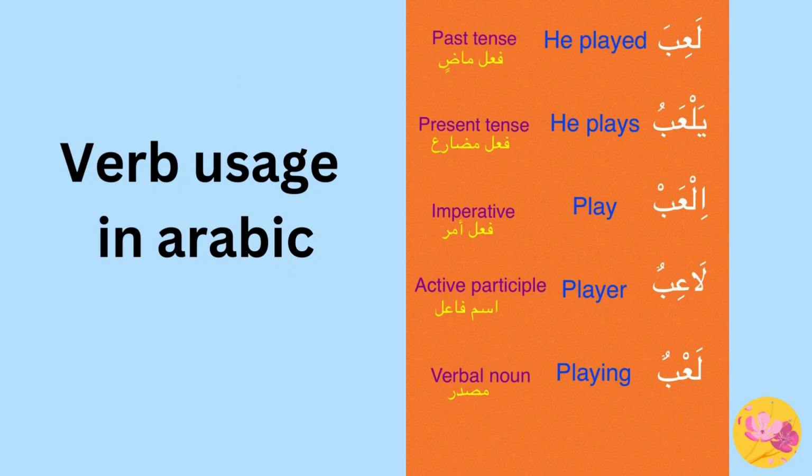So in Arabic, the verb defines the tense also, along with the sentence. So if it is played or plays, it defines the tense, past or present. So mainly Arabic verb usage is on the basis of past, present, and future tense. So the verb has to be used as per the tense.